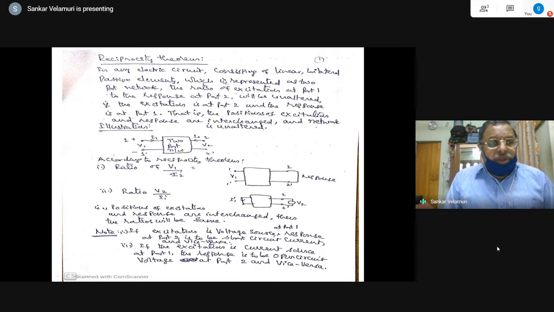And reciprocity theorem. I would like to explain this briefly because yesterday I spent about half an hour on this particular one. In any electric network consisting of linear bilateral passive elements, which is represented as a two-port network, the ratio of excitation at port 1 to the response at port 2 will be unaltered if the excitation is at port 2 and the response is at port 1. That is, the positions of the excitation and response are interchanged and the network is unaltered. That is the statement.